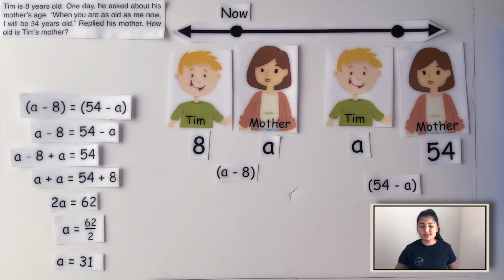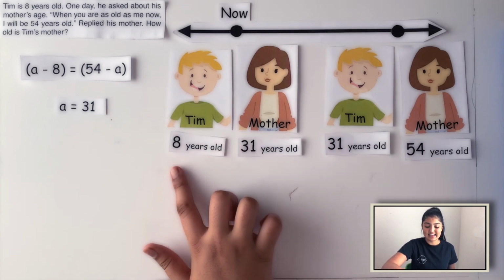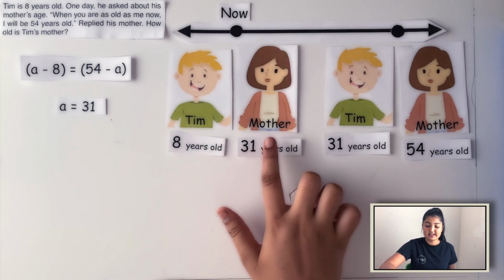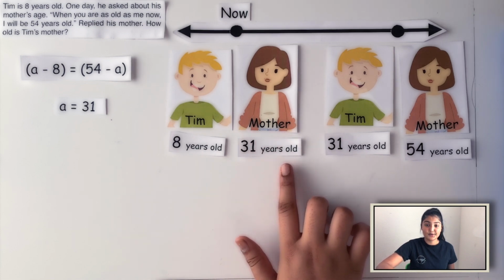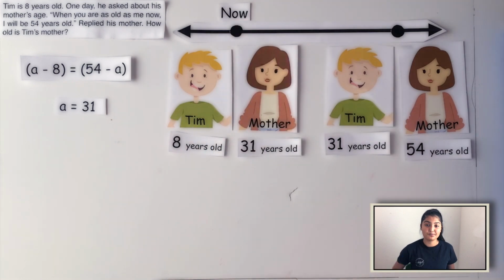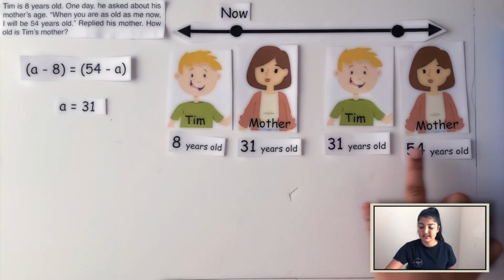But just to be sure, let's check our work. Now we know that when Tim is 8 years old, his mother is 31 years old, which is the time now. And sometime later, when Tim is 31 years old, his mother will be 54 years old.